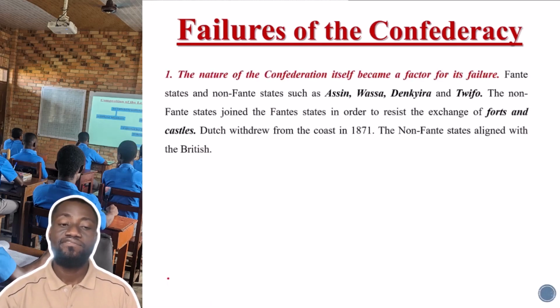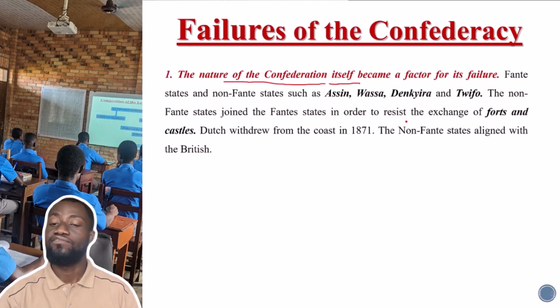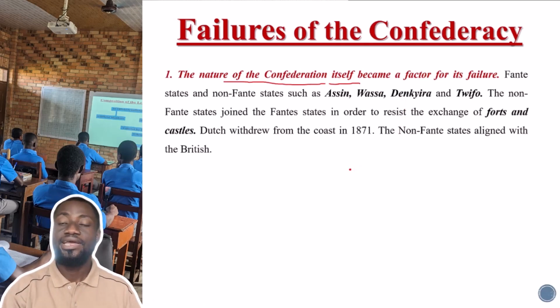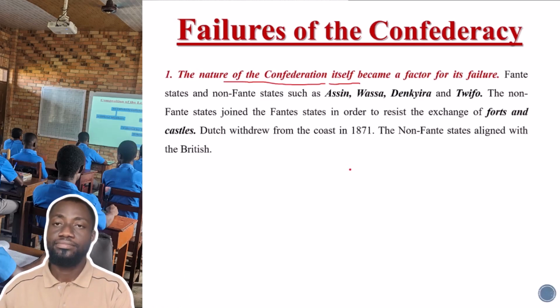So let's take a look at the first reason which led to the failure, or the collapse, of the Fante Confederation. The first one had to do with the nature of the Confederation itself, which was a factor for its failure. Now remember that the Fante Confederation was made up of both Fante and non-Fante states.